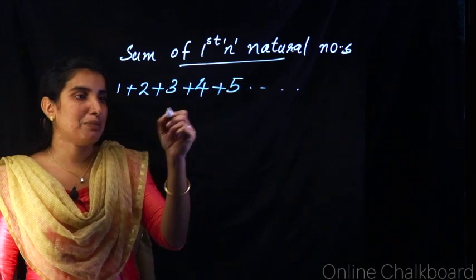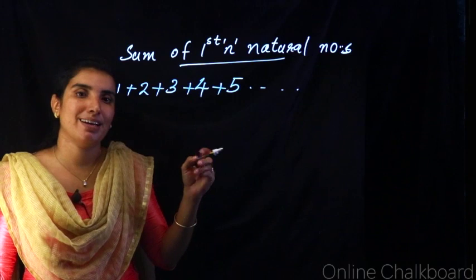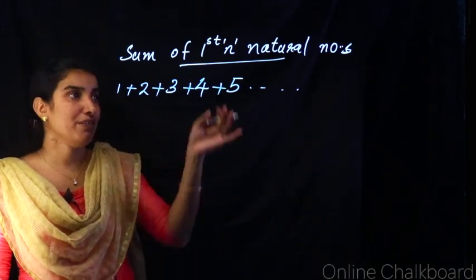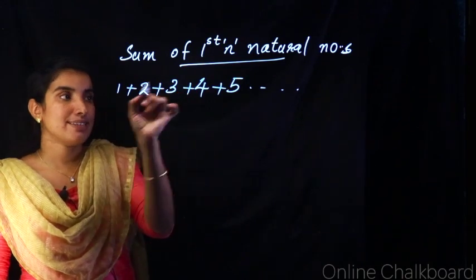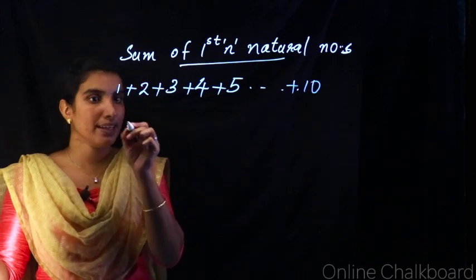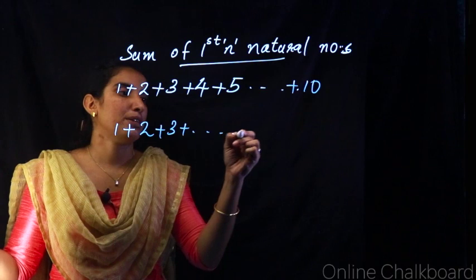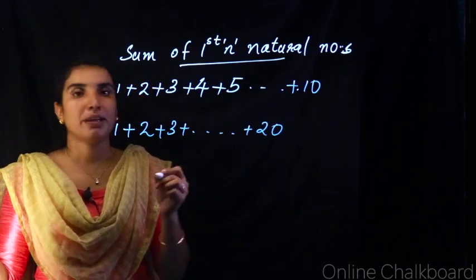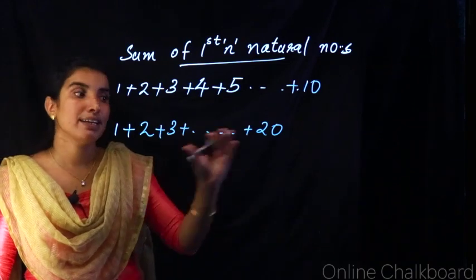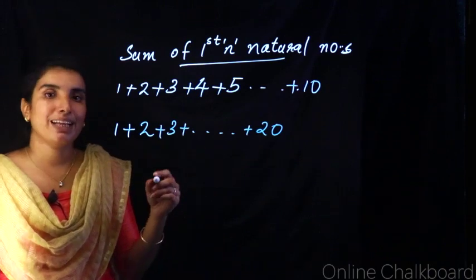We have 3 plus 4 plus 5 plus 10 plus 11 plus 12 plus. We have to use this formula. First n natural numbers. First 10 natural numbers. First 20 natural numbers, first 50 natural numbers, first 100 natural numbers. What is the formula?